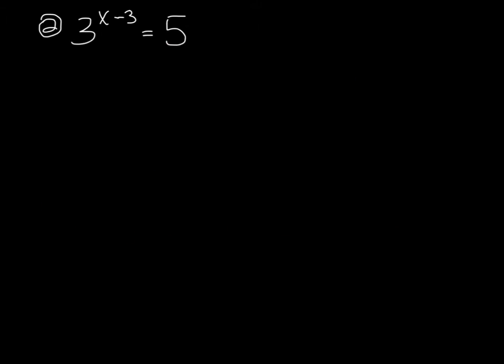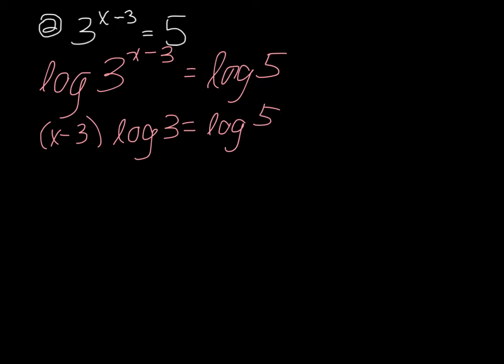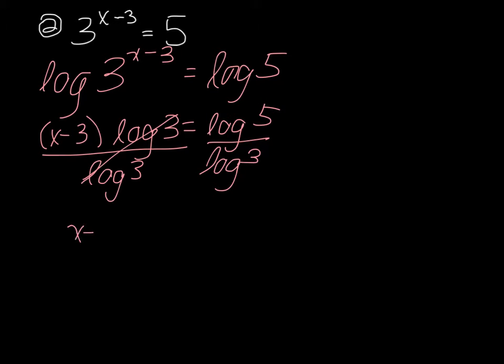In example 2, we can solve similarly to the last problem. I can either take the log of both sides, or I could rewrite the original equation as a log. If we take the log of both sides, the exponent is going to drop down in front by the power rule. So it's x minus 3 times the log of 3 equals the log of 5. I want to get x by itself, so I would divide both sides by the log of 3. I'm left with x minus 3 equals the log of 5 divided by the log of 3.